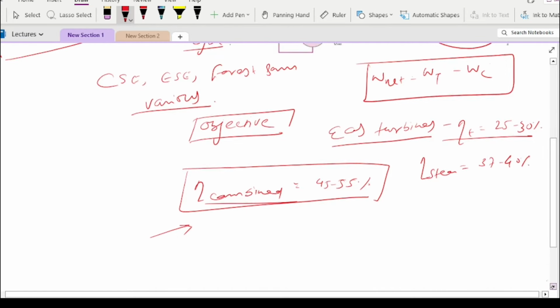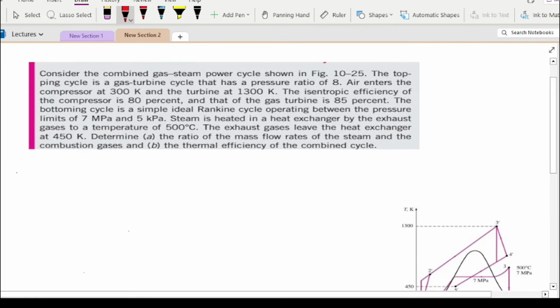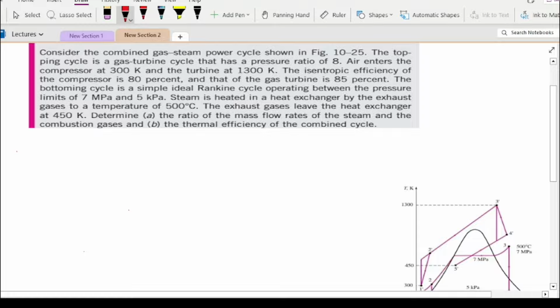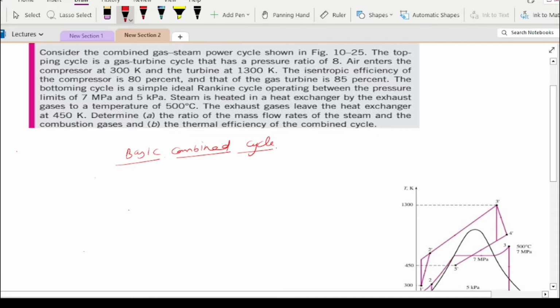Now I have taken one basic problem, and similar problems are being asked continuously in the mains examination of engineering services and civil services examination. So let us try to solve this problem. This is the basic combined cycle problem, a combination of gas turbine and Rankine cycle for the steam turbine.